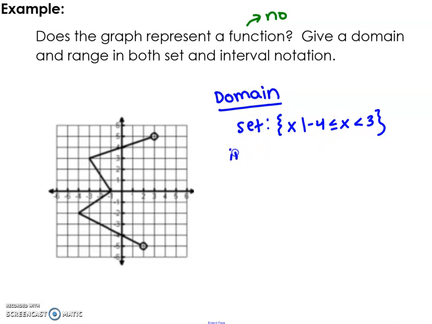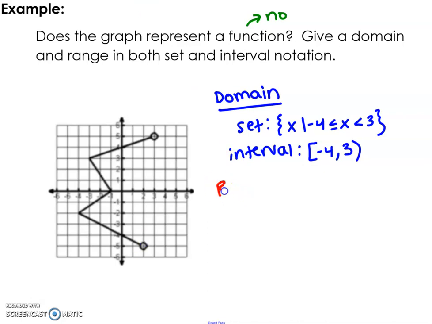In interval notation, again, we're going left to right. The farthest left x that we have is that -4. It does include that, so square bracket -4, comma, 3 is where we're ending, but we don't include 3 because we have an open circle, so parenthesis at 3.